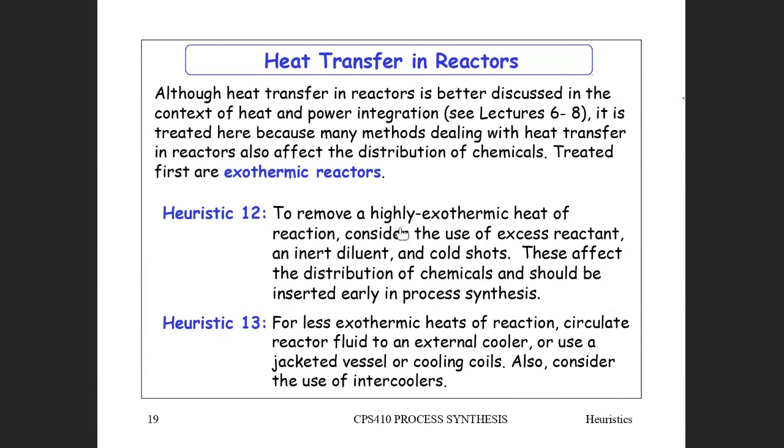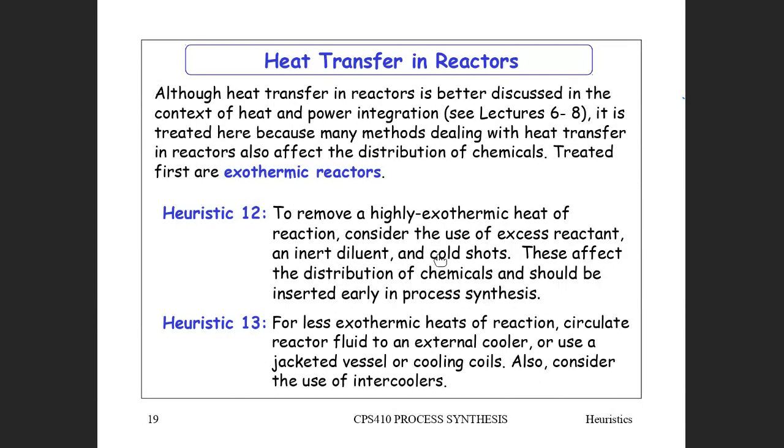So when you've got that, consider the use of excess reactant, which is nitrogen with the oxygen. Of course, air is much cheaper than separating the oxygen if you've got a combustor, and so rather use air, an inert diluent, which is nitrogen, and cold shots.